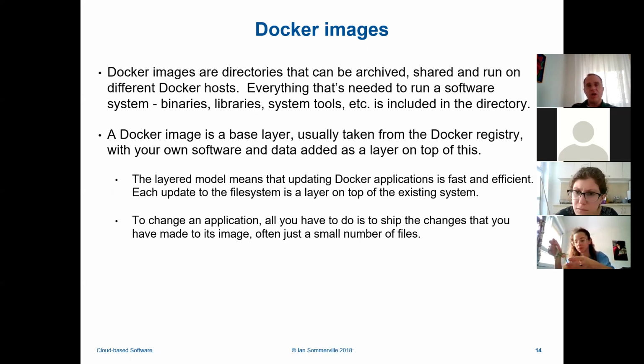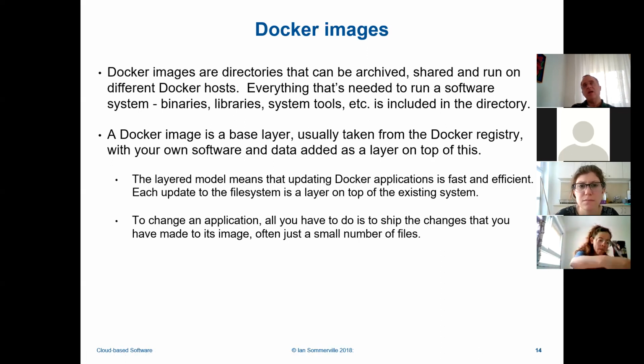Everything that is needed to run a software system, binaries, libraries, system tools, is included in the directory. A Docker image is a base layer, usually taken from the Docker registry, with your own software and data added as a layer. You don't need to understand that, but the idea is that I have a single file, which is an image. An image is always a single file.